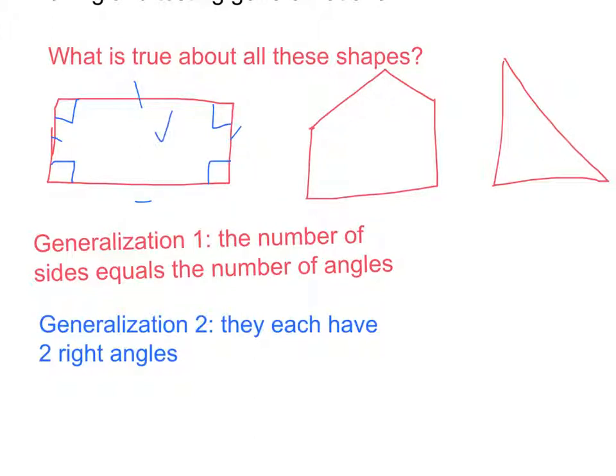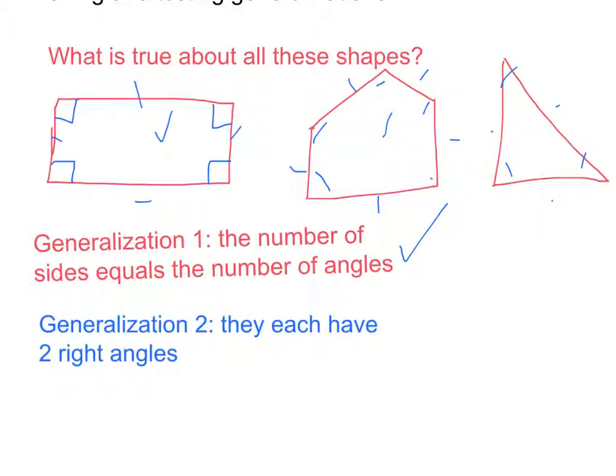Check, it meets it. This pentagon has 1, 2, 3, 4, 5 angles, and 1, 2, 3, 4, 5 sides. So the number of sides equals the number of angles. Yep. 1, 2, 3 angles and 1, 2, 3 sides. So this generalization checks. It works. All three of these shapes, the number of sides equals the number of angles.